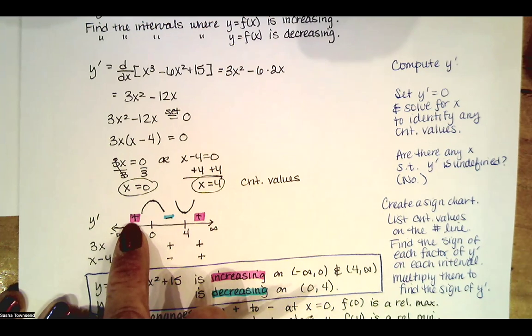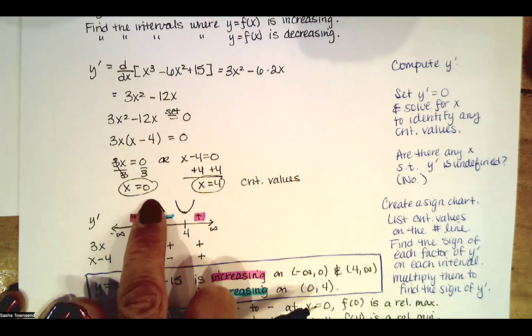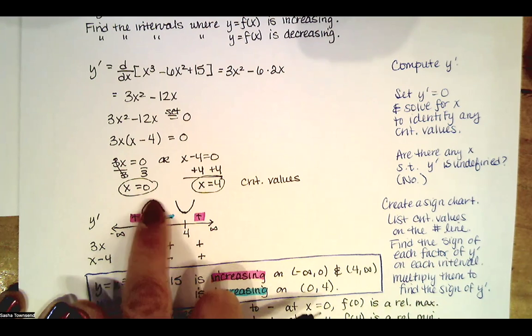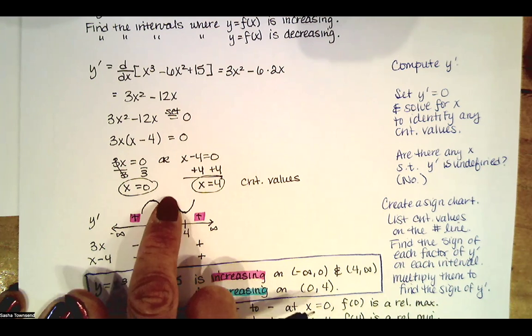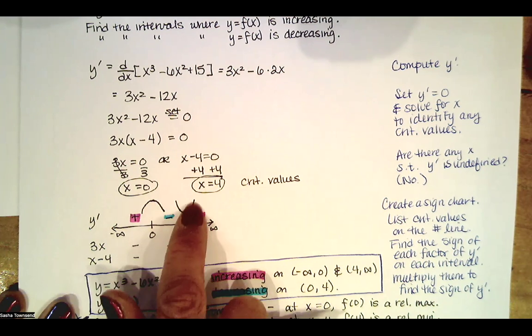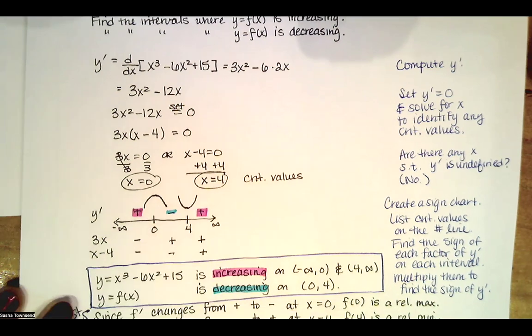Since it went from positive to 0 to negative, that means our function goes from increasing to having a 0 slope to decreasing. So we've got a relative max there. And then at this location, our function goes from decreasing to having a 0 slope to increasing. So we've got a relative min there. That's called the first derivative test.